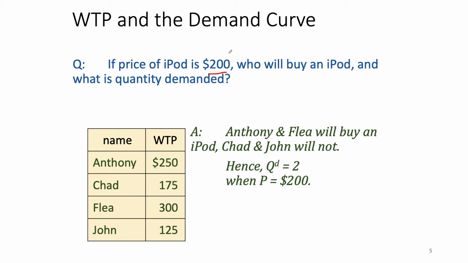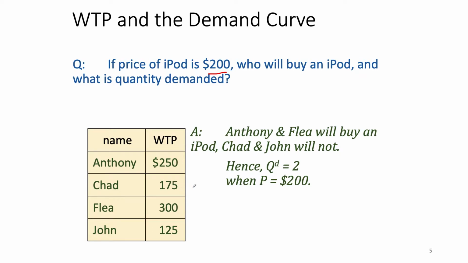The asking price is $200. If there is a consumer who has a higher willingness to pay than the asking price, then they would want to buy this product. So, for instance, Anthony has a willingness to pay of $250. He's okay to pay up to $250 for an iPod. You're only charging $200. Anthony actually would go ahead and buy an iPod, so Anthony is one consumer who's willing to purchase this iPod when the market price is $200.